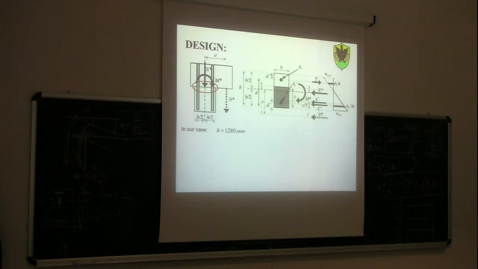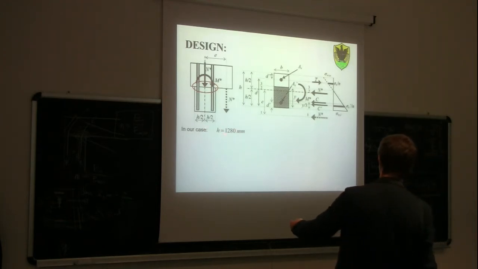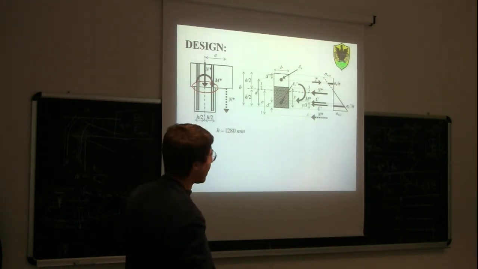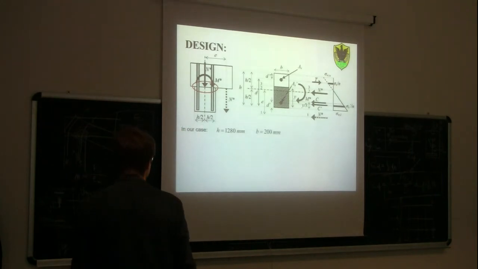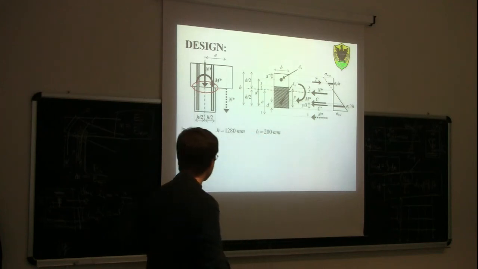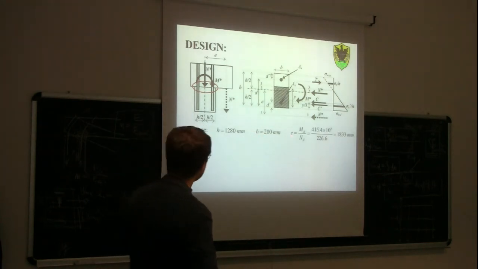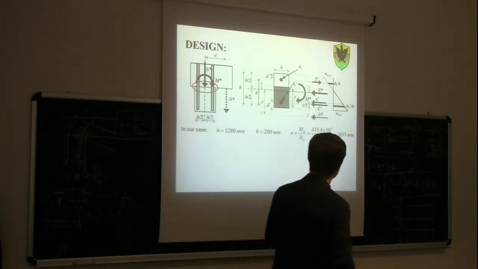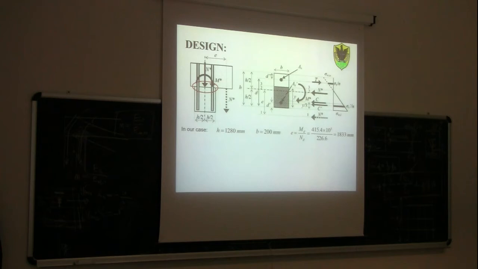So, now we go back to our design, the design we started yesterday. If you remember, we did a preliminary design yesterday, and we assessed that we will have to have at least one column with a depth of 1,180 millimeters. The breadth shall be the same as the breadth of the beam, 200 millimeters. So we can calculate the eccentricity as a ratio between the design moment and the axial force, which is 1.8 meters, as you can see, 1,833 millimeters. So we are in a case, as predicted, of large eccentricity.